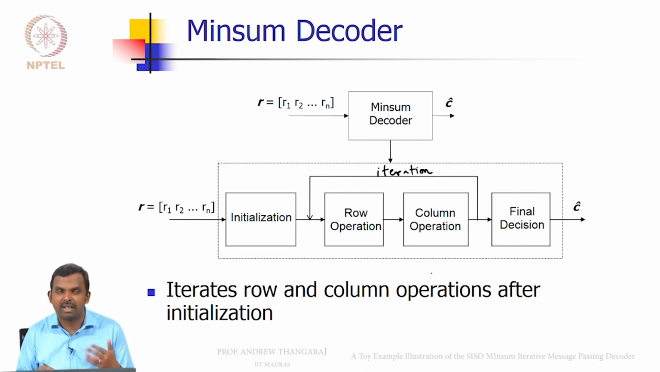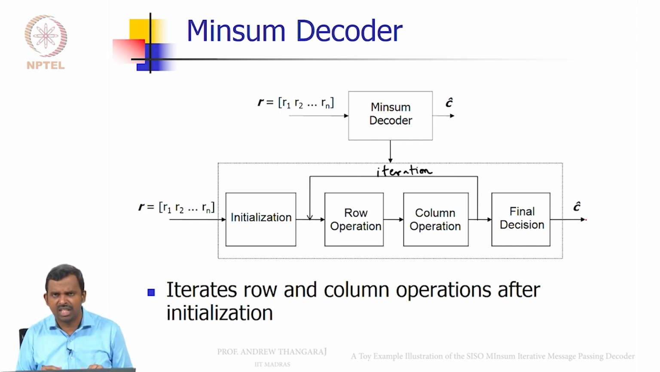You can do as many iterations as you want. Typically people do 10 iterations, 8 iterations, however many you want. As you do more and more iterations, the performance will keep slowly improving. Eventually, after some 8 or 10 iterations, you may not see too much improvement in error rates, so you choose to stop. Finally, when you stop, you can make a final decision and that will put out your C cap. So, this is the block diagram of what happens. You iterate between row operation and column operation.